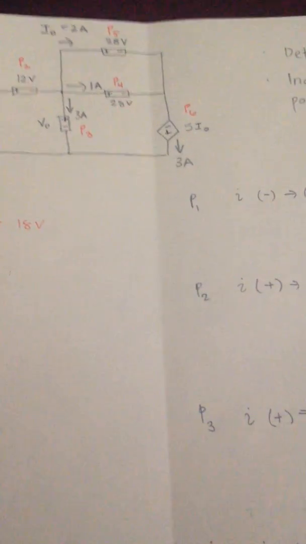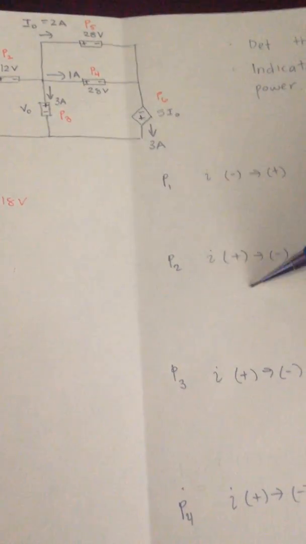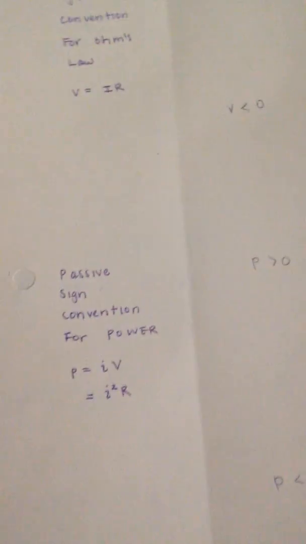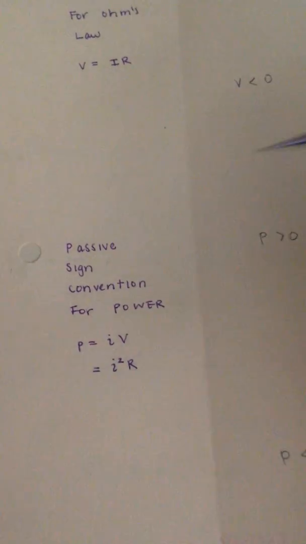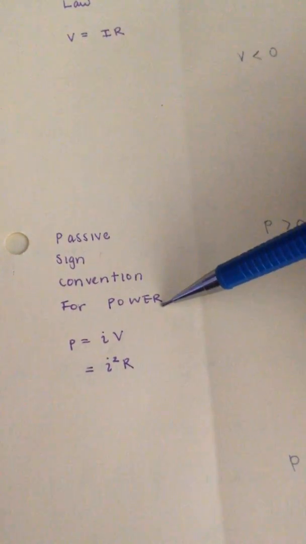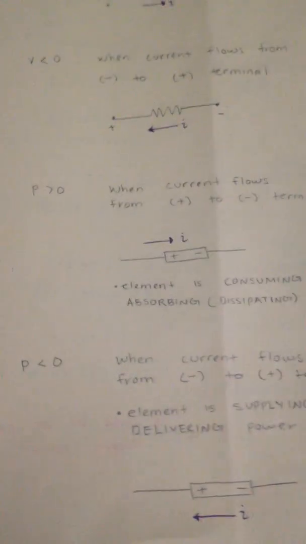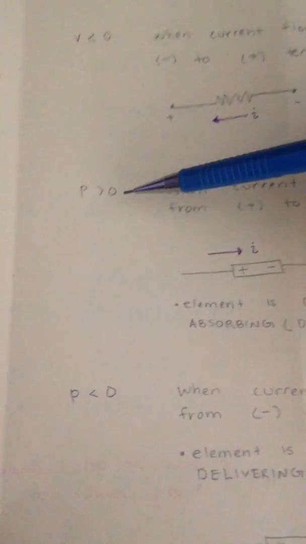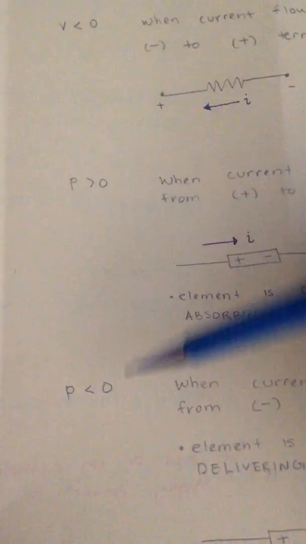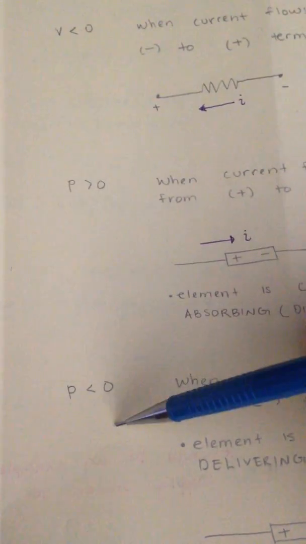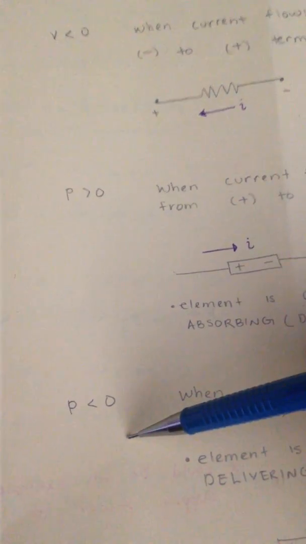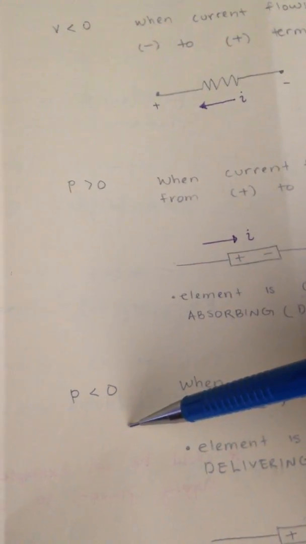Now, before I go into explaining how I came up with the values that I got for the power through each element, it's important to understand the passive sign convention for power. One of the formulas for power is current times voltage. Now, power is going to have two signs associated with it. It's either going to be positive or it could be negative. Which one we're going to get will be determined by the direction of the current.